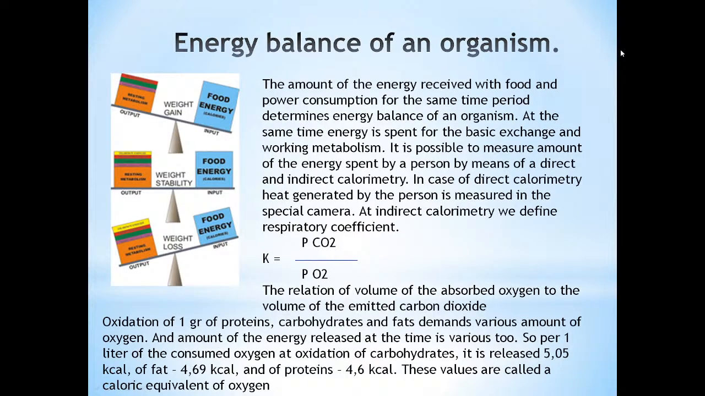Next question, energy balance of an organism. The amount of the energy received with food and power consumption for the same time period determines energy balance of an organism. At the same time, energy is spent for the basic exchange and working metabolism. It is possible to measure the amount of energy spent by a person by means of direct and indirect calorimetry. In direct calorimetry, heat generation by the person is measured in a special chamber.